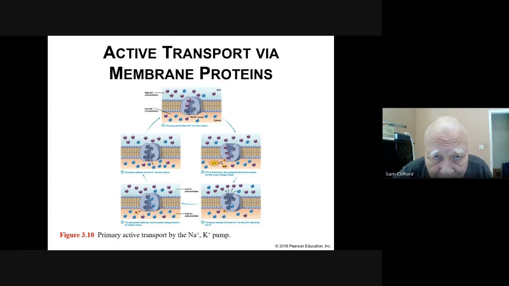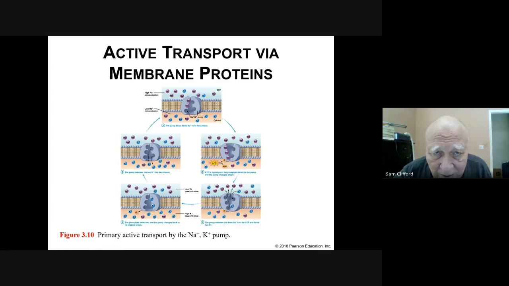So what's going to happen is that sodium is going to be pumped out of the cell against its concentration gradient, and potassium is going to be pumped in. So it's going to go against its concentration gradient. This sodium will be pumped out against a large concentration of sodium. This potassium will be pumped in against a high concentration of potassium.